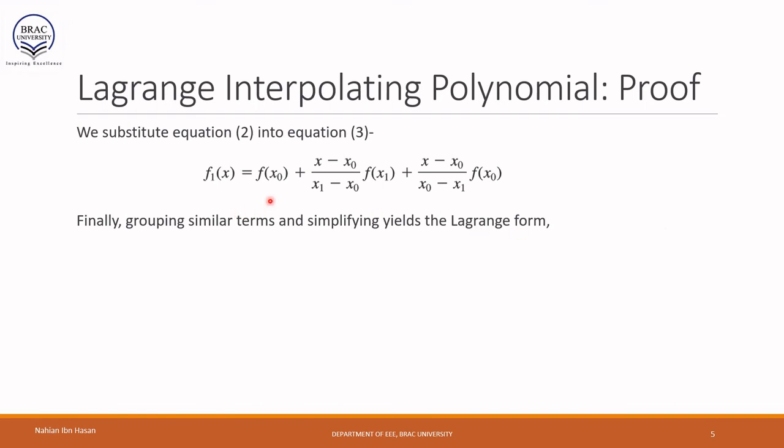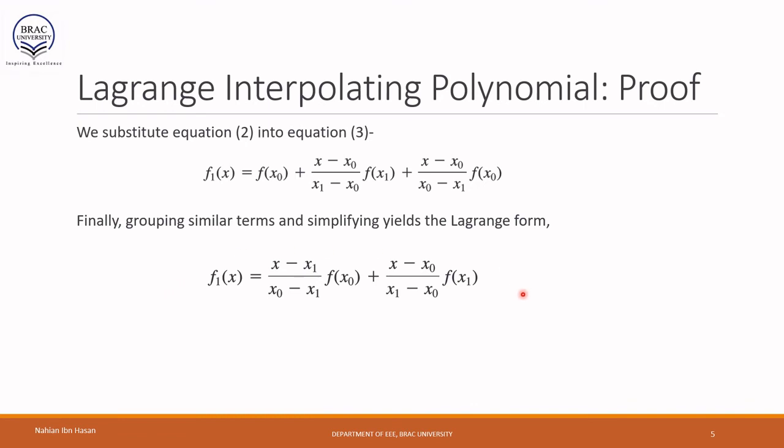So if you just group the similar terms, look at this, here we have f of x0, also we have f of x0, so we just take the common of f of x0 and simplify the equation, and we will get something like this. So this is the Lagrange interpolation formula of first order.